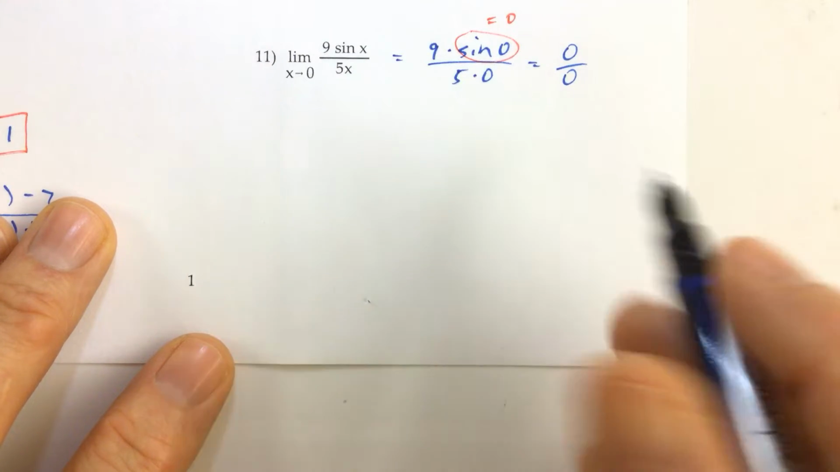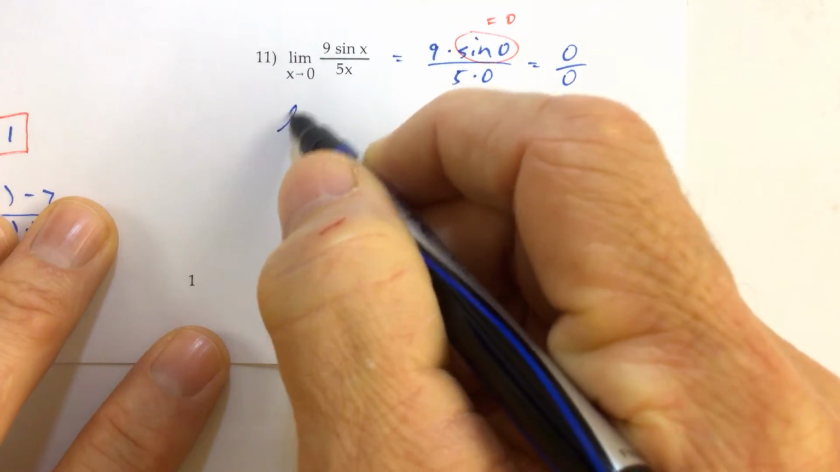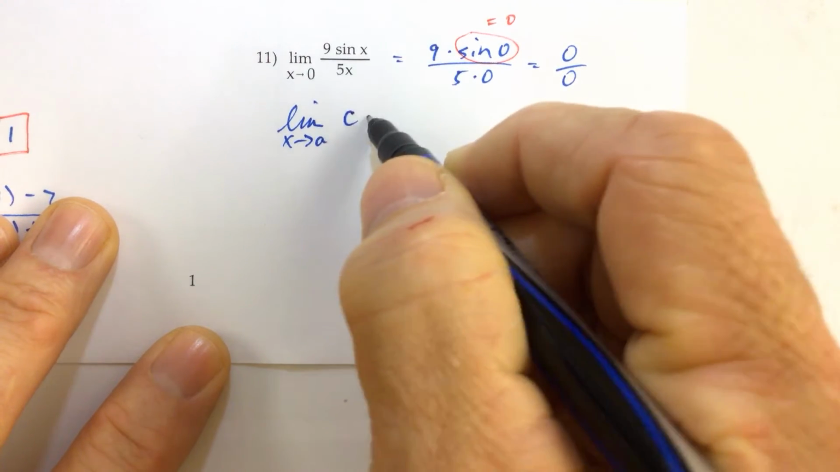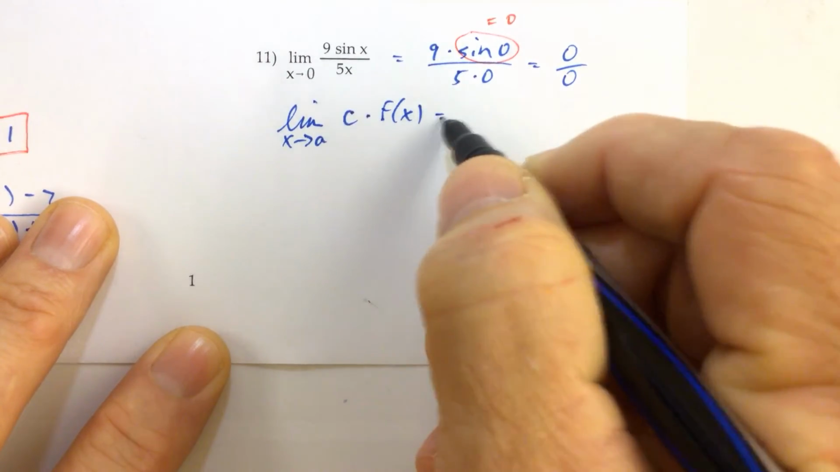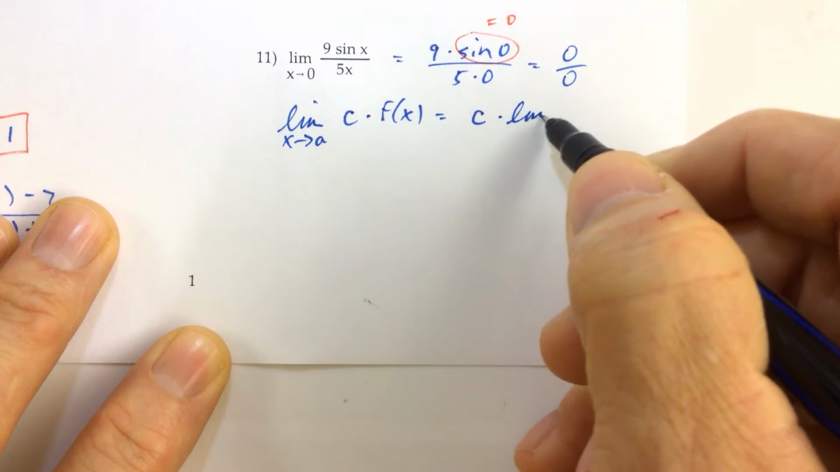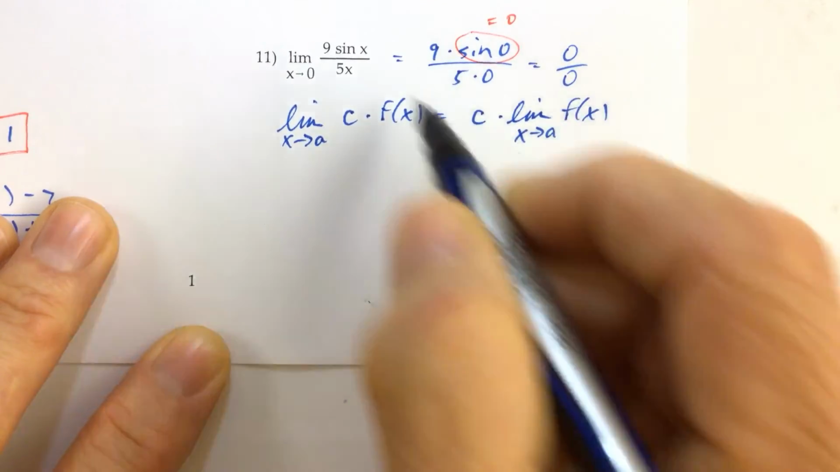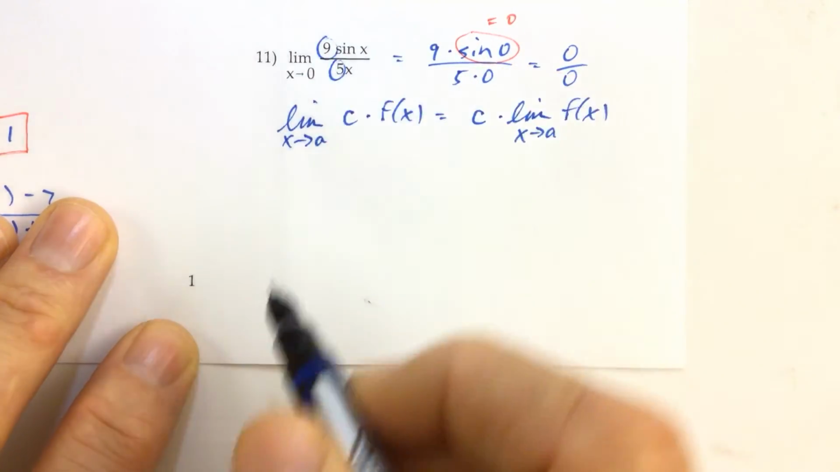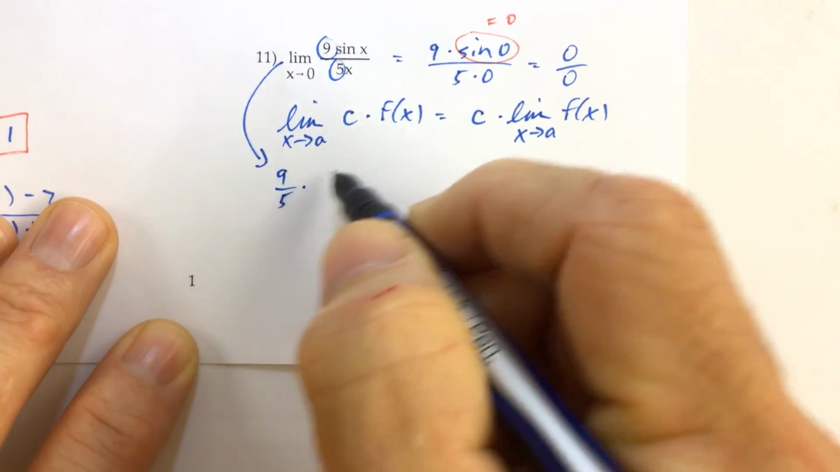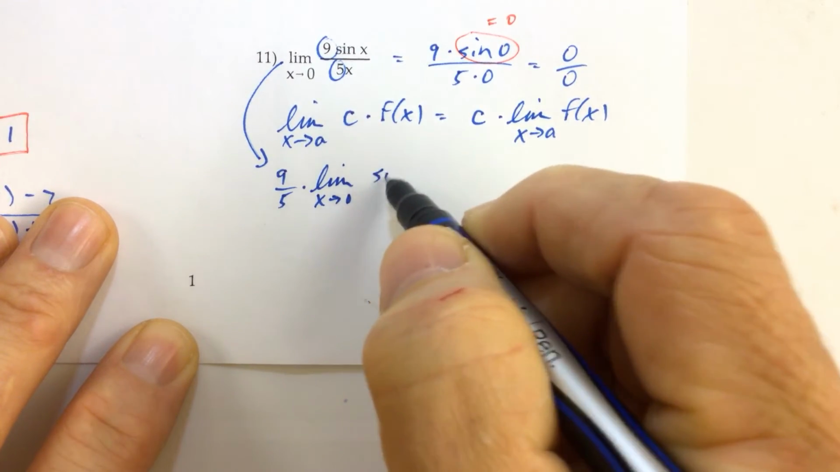So here's what we do with this one. We're going to use the property: the limit as x approaches a of, let's say, some constant times f of x. The property is that we can factor that constant out to the front, and multiply it by the limit as x approaches whatever of f of x. So we're going to do that here. Notice we can take the 9 and the 5 out. So this limit becomes 9 over 5 times the limit as x approaches 0 of the sine of x over x.